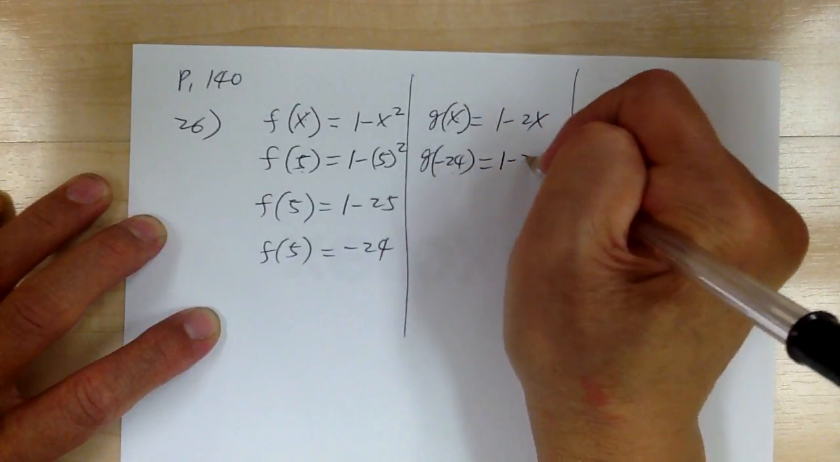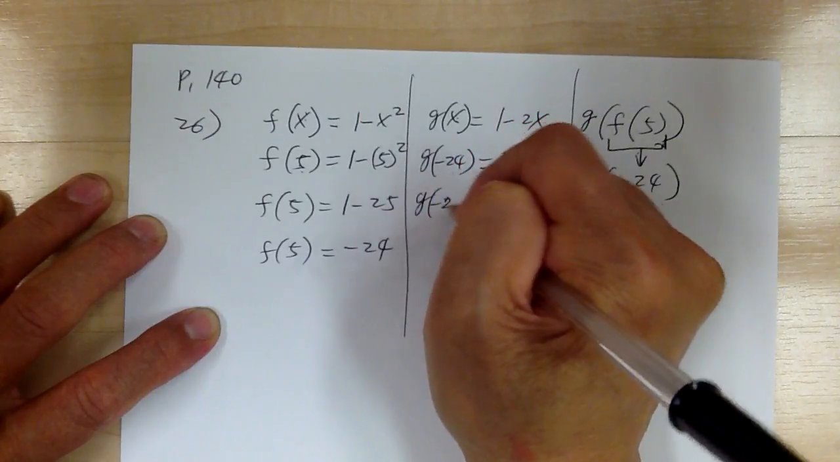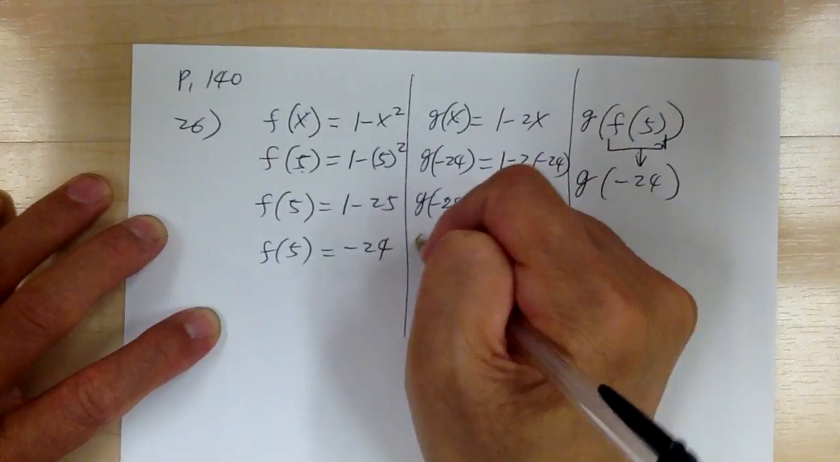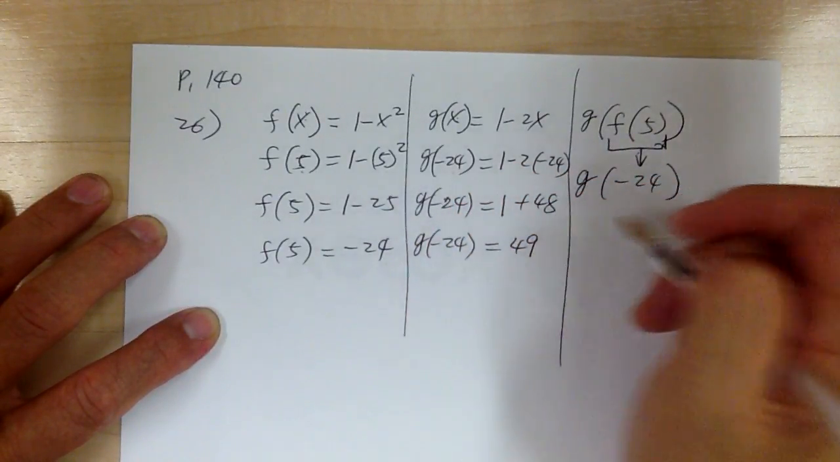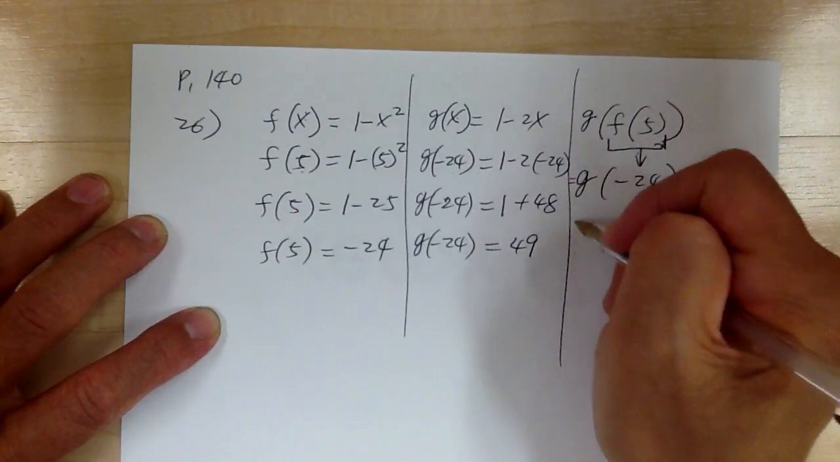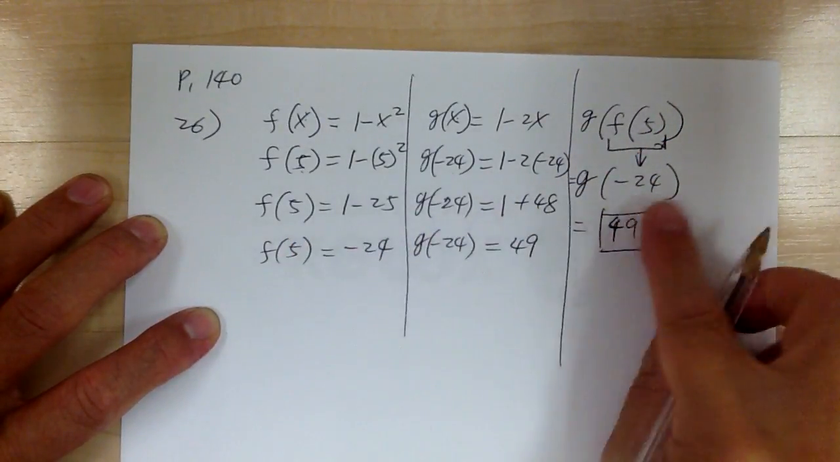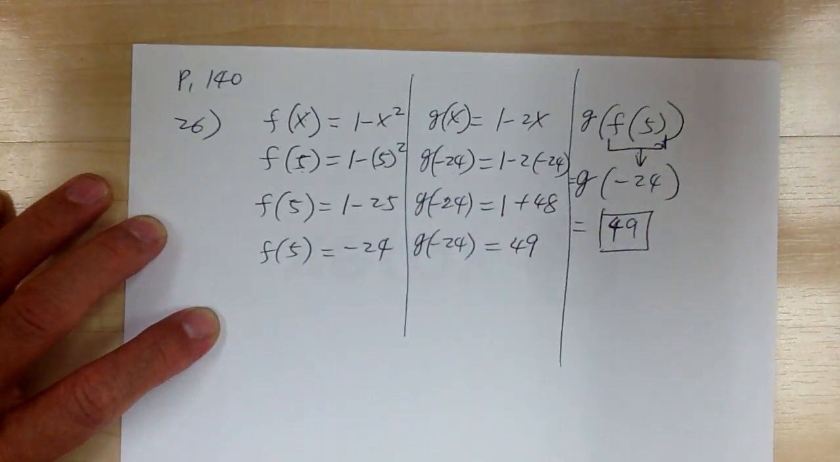So you got 1 minus 2 times negative 24. So you got g of negative 24 is equal to 1 plus 48. So g of negative 24 equal to 49. And so this is going to be equal to 49. And that's your answer. Again, make sure you show your steps. And this kind of problem, this is a composite function. So you need to have 3 columns for this problem.